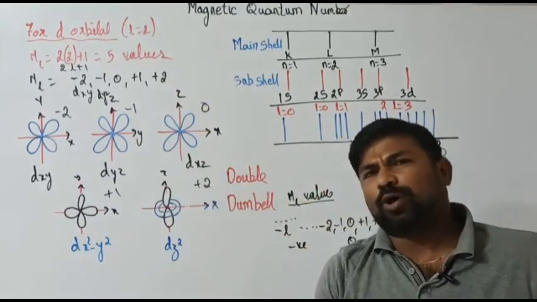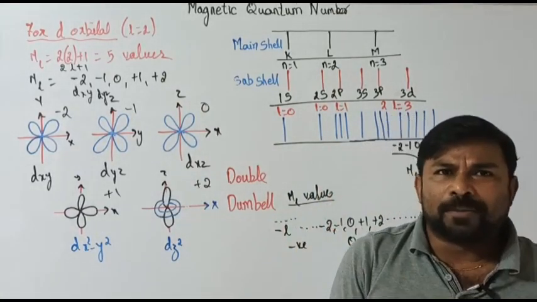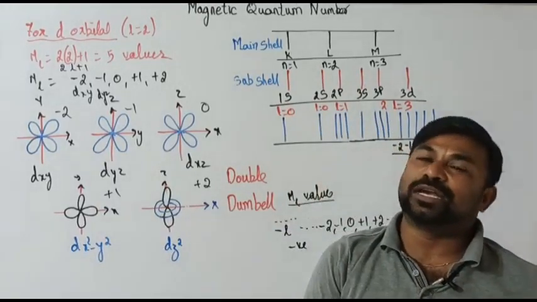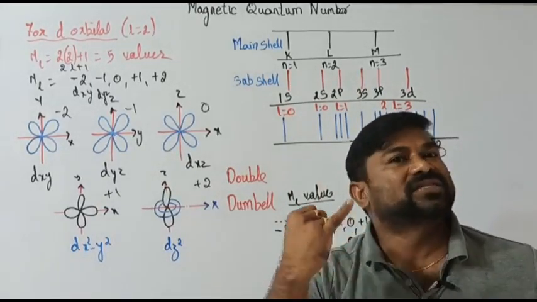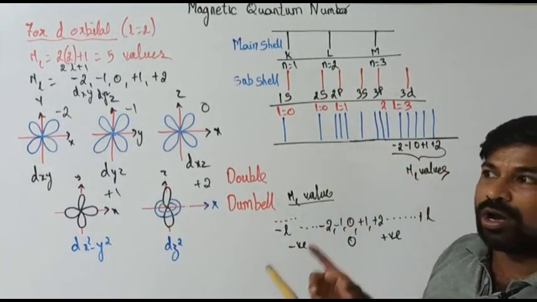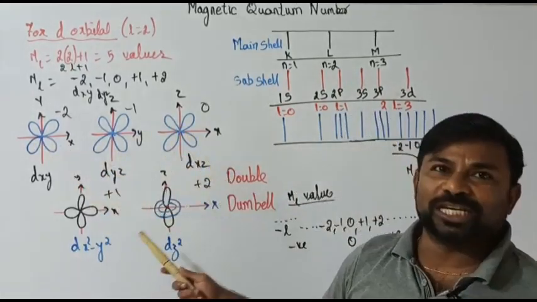Now if you talk about how they are oriented, yes, they are having 5 values of ml, but along which axis are they oriented? Of course we have the x-axis, y-axis and z-axis. When we talk about the D orbital, along which axis it is oriented, we come to the shapes of the D orbital.